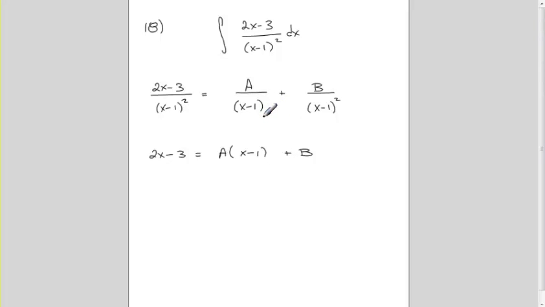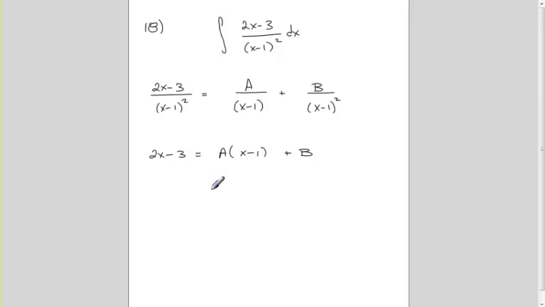Okay, so now what do we do? Well, b is always going to be included in here. There are two ways of doing it. One is you can do what we've done before, and let x equal 1, and that would allow you to solve for b. And then once you know b, you could then just solve for a. So that's probably the best way to do it.